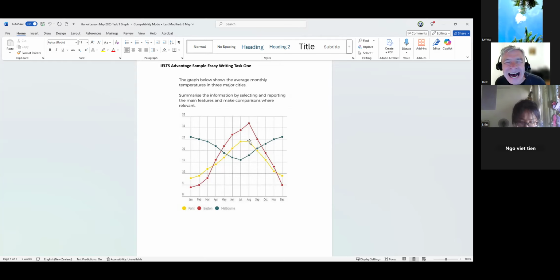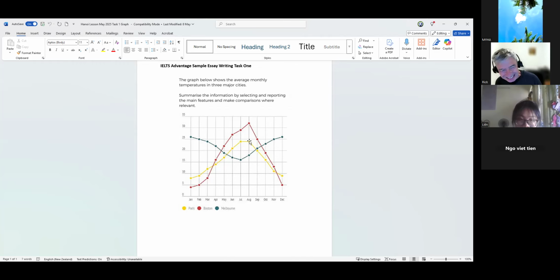I know it's a little bit hard because I'm not writing it down, but see if you can picture it in your mind. Viet Tien, the temperature in Paris is INBET Boston and Melbourne. In between? Yes, very good.